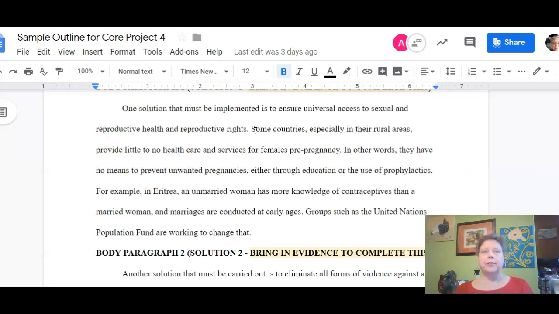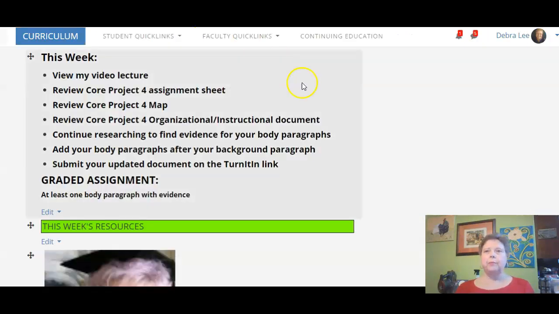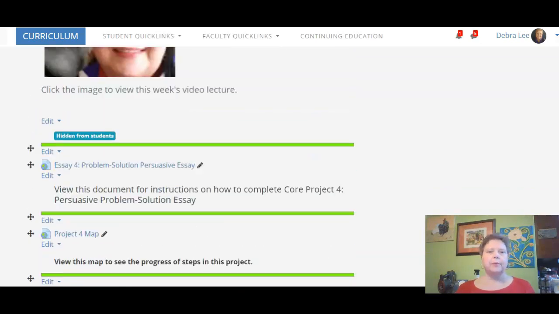And then I particularly wanted to check out Eritrea, and so I started using Eritrea in my search questions. So that's what you're to do for this week. Make sure that you have at least one body paragraph added to your document. So you should have your introduction paragraph, your background paragraph, and at least one body paragraph to stay on track for this week.